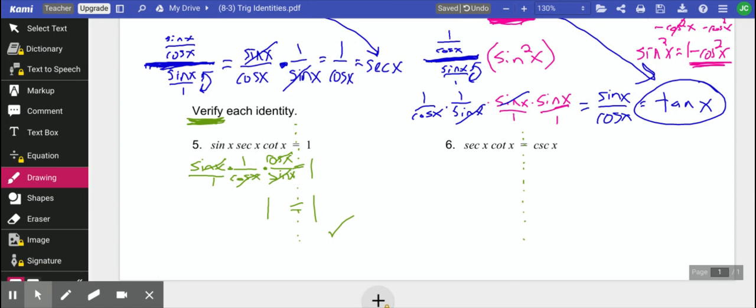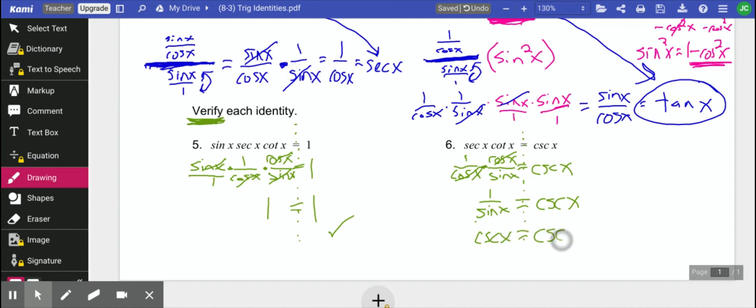I'm going to approach this the same way. I'm going to try and get everything in terms of sine and cosine. So secant is 1 over cosine. Cotangent is cosine over sine. And then the other side, I'm just going to leave that alone. We're multiplying fractions, so we're allowed to cancel things that are on the diagonals. So I have 1 over sine, and with our reciprocal identity, we know that 1 over sine is cosecant x. And the right-hand side is cosecant x. So we did it. We got them to be the same.